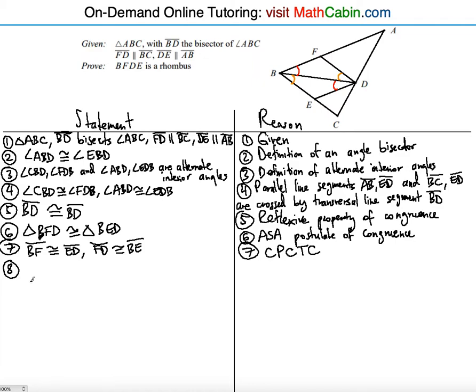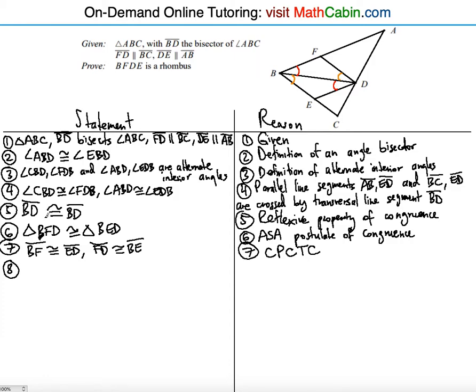So we have to now show that BF is congruent to FD. How would we do that? We have to use transitive properties. Remember that in the very beginning we showed that ABD was congruent to DBE, or EBD, right? Because these two angles were congruent by BD being the angle bisector of ABC, right? So we know that these two are congruent. We already showed that in statement 2.